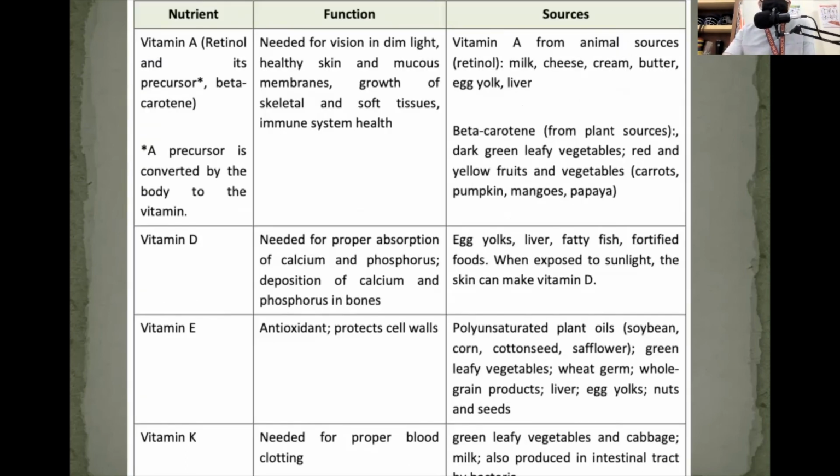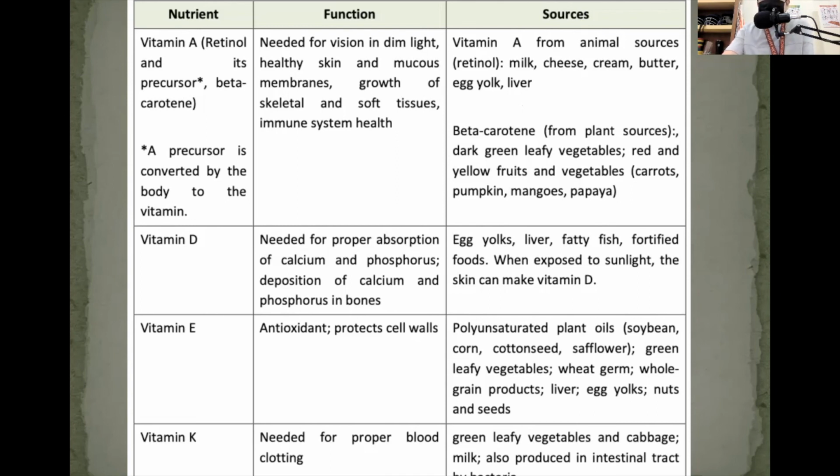Next. Vitamin A, or retinol, also helps us to have good vision. Example foods are cheese, milk, carrots, those orangey fruits, and papaya, which are also good sources of vitamin A.